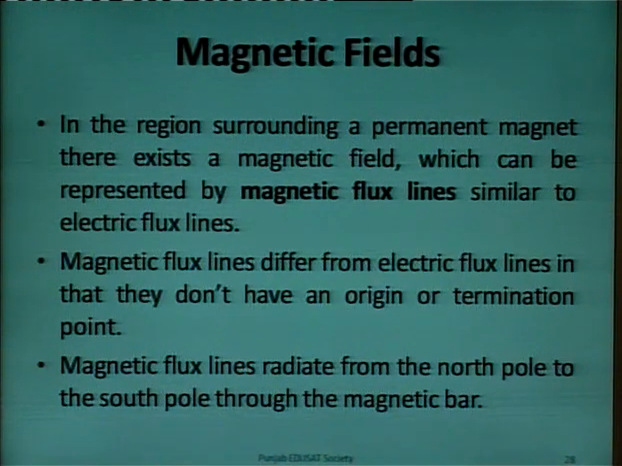The magnetic flux lines differ from electric flux lines in that they don't have an origin or termination point. The magnetic flux lines radiate from the north pole to the south pole through the magnetic bar.